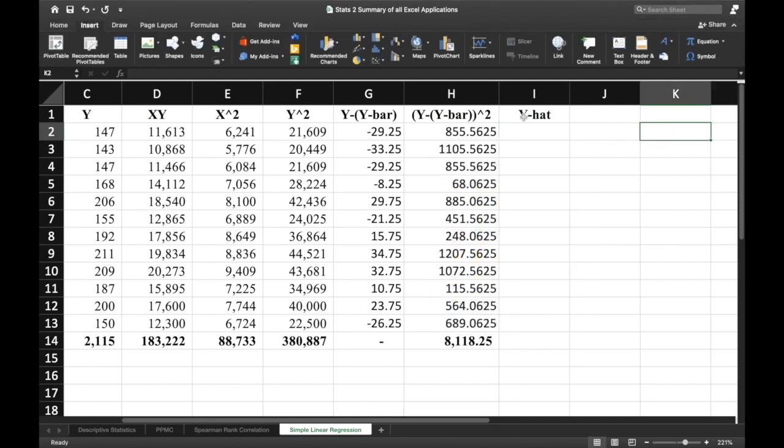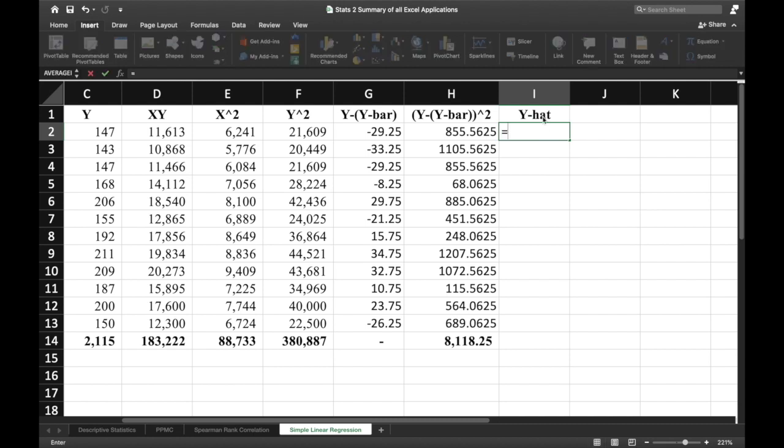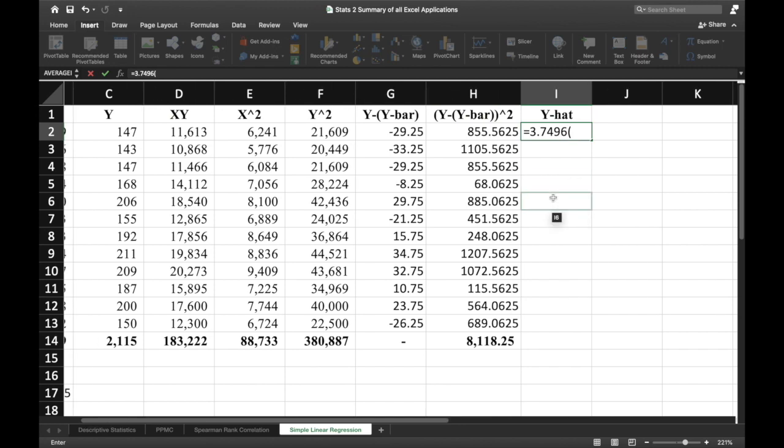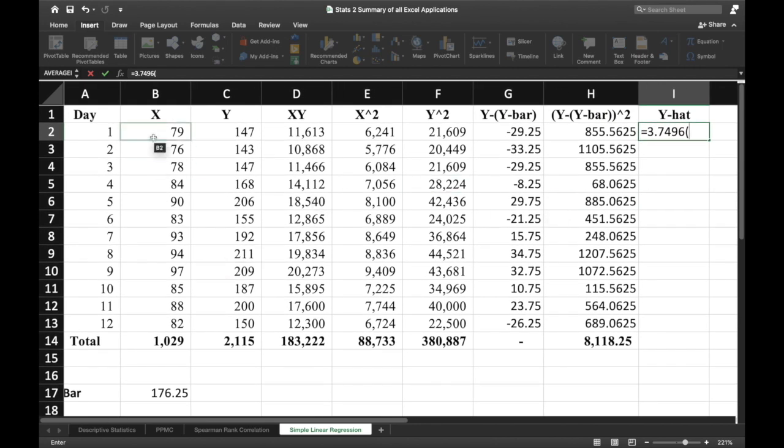Try nyo na lang i-check kung meron dito sa mga equations. Kung hindi sa symbol, sa equations yan, kasi medyo matagal if maghahanap pa tayo. Kaya nilagay ko y hat. Anyway, same lang naman yan. Let's have here the model 3.7496 multiplied to x. Ano yung gagamitin natin? x. Ito po. Ayan, para pag dinrag natin, makukopya na lahat.